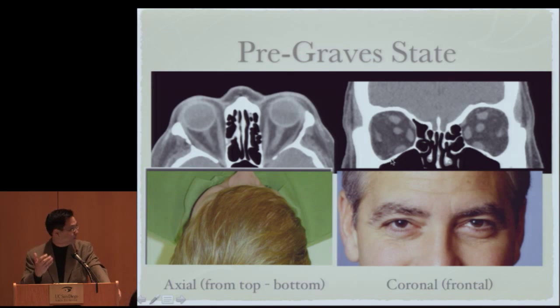And in the pre-disease or pre-Graves state, the muscles, which are these little tiny strips here, there, and these four here, are normal in size, okay? This white little cable here and this central circle here is your optic nerve. That's the cable that connects your eyeball to your brain. That's a very, very important cable. Anything that happens to that cable can affect your vision, okay?